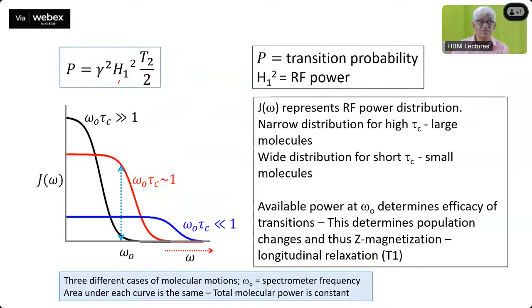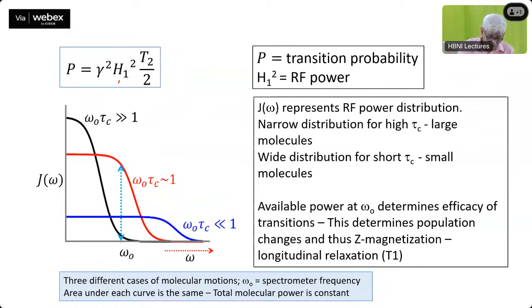What is the consequence of this? Because we said it is the transition probability which determines the efficacy of the transition, that determines the relaxation time, how fast the populations will re-establish. If the transitions are very efficient, the populations re-establish faster. So that determines the relaxation times. Therefore, obviously, this has a connection to the relaxation times. Let us look at what happens.